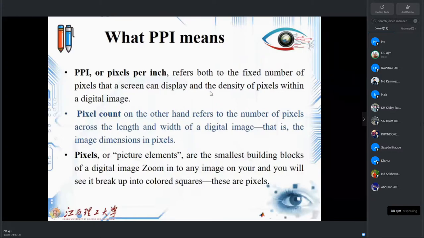Pixels, or if you want a simpler word, picture elements, are defined as the smallest building blocks of a digital image. Zoom in on any image and you will see it break into colored squares, which we call pixels. Maybe this definition was covered in the last lecture, so no need to say it again.